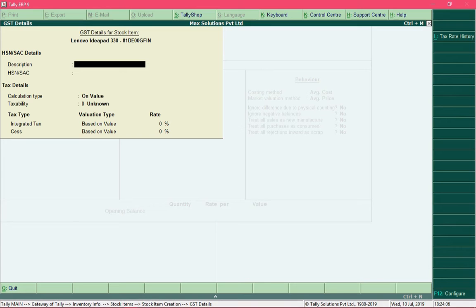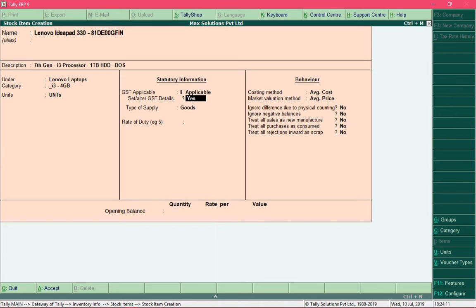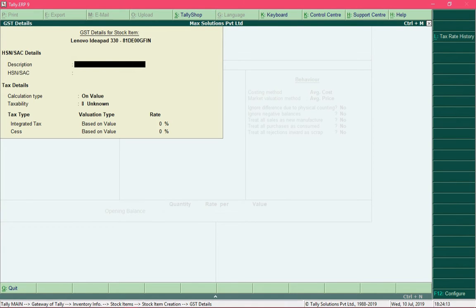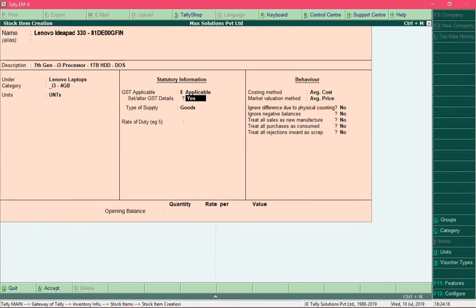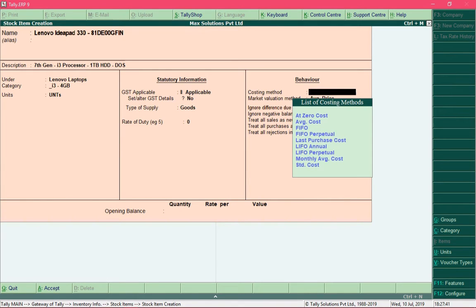So press the escape key and exit from this screen, and the type of press the escape key and change this option to no, and the type of supply should be goods for this product, and skip this field rate of duty because we don't have any such information, and press the enter key. So for this field costing method, you need to press the spacebar key to toggle the list.